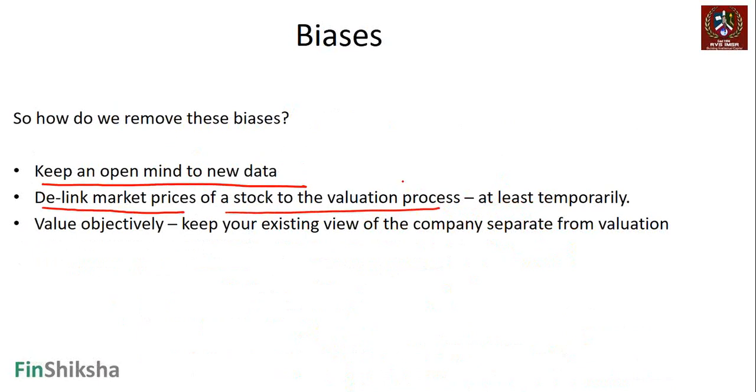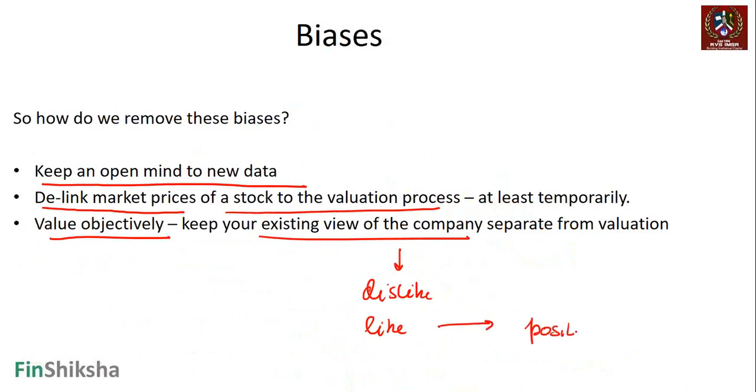What the current price on the stock exchange is has got nothing to do with what my valuation is. So I should at least temporarily switch off, stop looking at the stock market and try and arrive at the valuation of the company, looking at what my data points are. And finally, value objectively. Your existing view of the company, maybe you dislike the company, maybe you like the company. If you like the company, you are more likely to look at positive news, right? If you dislike the company, you're more likely to look at all negative news, right?